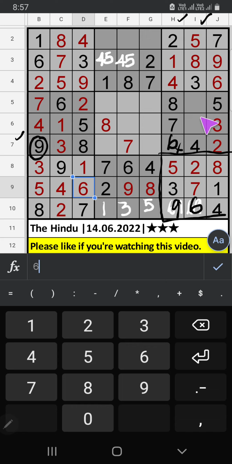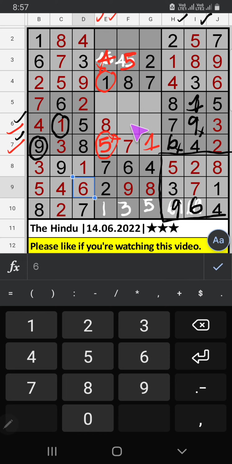Column I, 2 numbers are remaining, 1 and 9. Sixth row, we already have 1. So 1 can't come in the cell, 1 is confirmed here. Then 9 is here. Seventh row, 2 numbers are remaining, 1 and 5. Column E, we already have 1. So 1 can't come in the cell, 1 is confirmed here. Then 5 is here. Column E, we have 5. So 5 can't come in the cell, 5 is confirmed here. Then 4 is here.